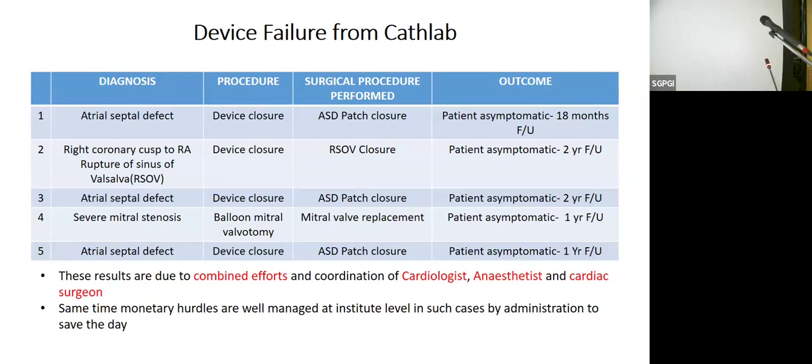Here, we must mention the team. It was possible because of the team effort, coordination between cardiologist, anesthetist, and cardiac surgeon. At the same time, our institute has certain policies for such emergency cases where we don't have to worry about the monetary issues.